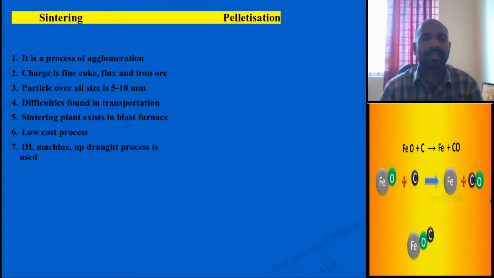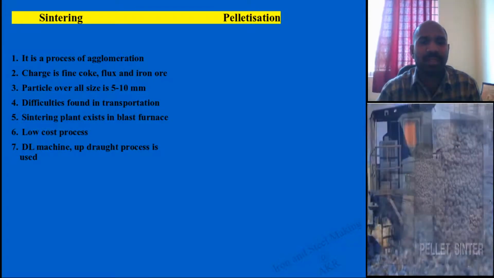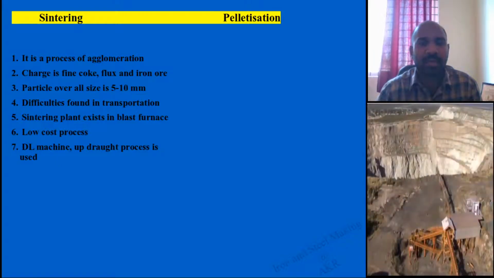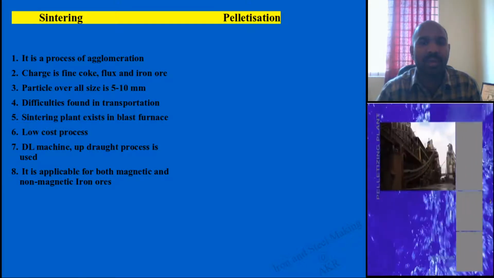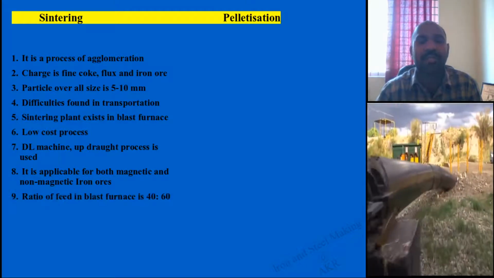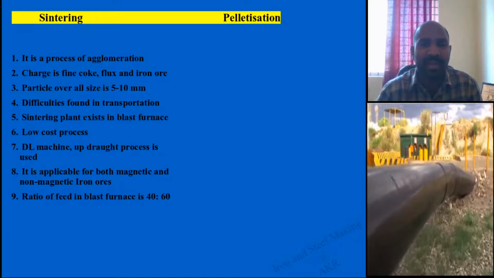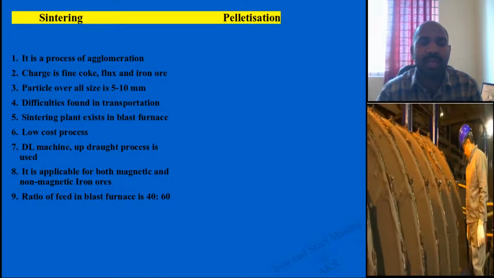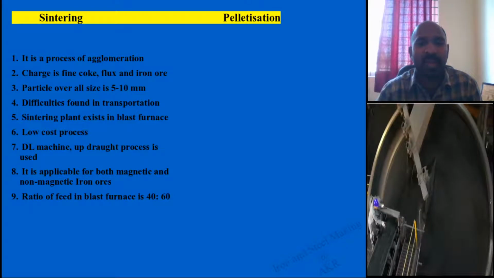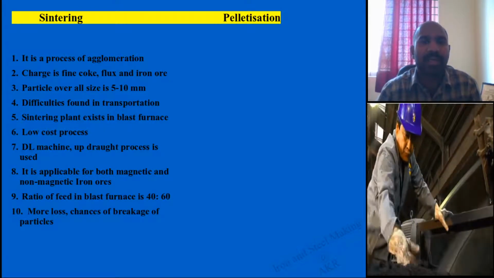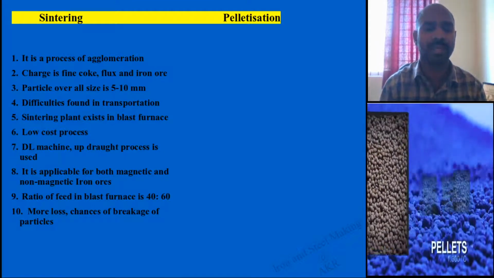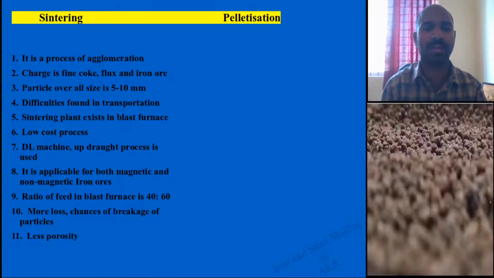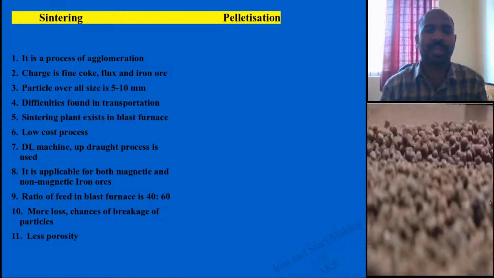The sintering plant always exists near the blast furnace, and it is a low cost process compared to the pelletization process. Two instruments are used on industry scale: the DL sintering machine and the updraft process. It can be used for magnetic and non-magnetic iron ore. The feed ratio is 40% sinters and 60% lump iron ore in the case of blast furnace or sponge iron production. Loss compared to pelletization is more because of the fine form of sinters, and porosity is less when compared to the pelletization process.